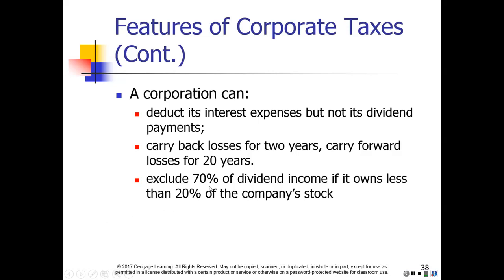A company can exclude 70% of dividend income if it owns less than 20% of a company's stock, right? So if Computron had purchased shares of another company and received dividends on those shares, then 70% of that dividend income can be subtracted, right? As long as Computron is not a big owner, right? Less than 20% of that company's stock.